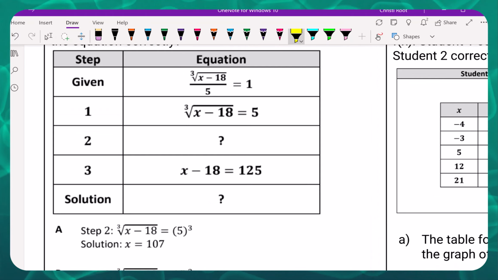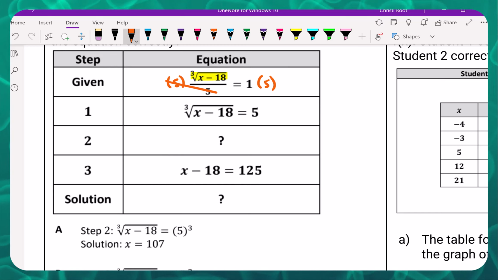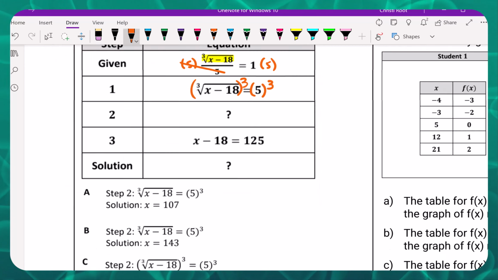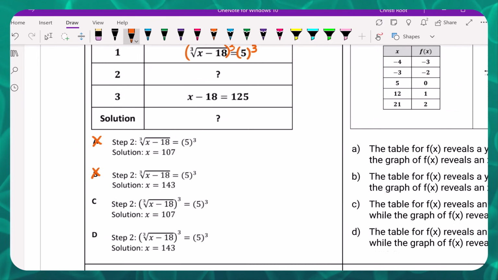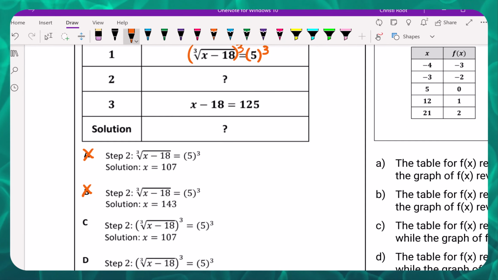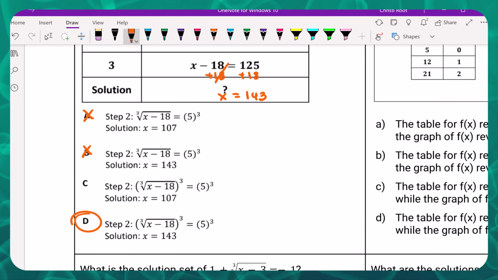So if you wanted to try to solve a cube root equation, the first thing you're going to do is multiply both sides by 5. And it shows you here what you get after that first step. Then the next thing is to immediately get rid of the cube root. So you have to raise both sides to the power of 3. So in that case, you can eliminate A and you can eliminate B. At the very end, you wind up with x minus 18. But you've got to add 18 to both sides, which gives you your final answer of 143, which is choice D.